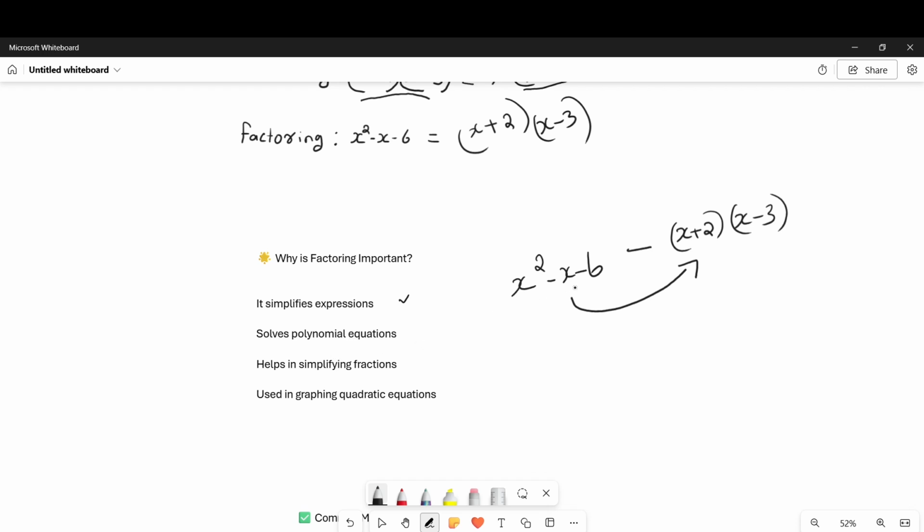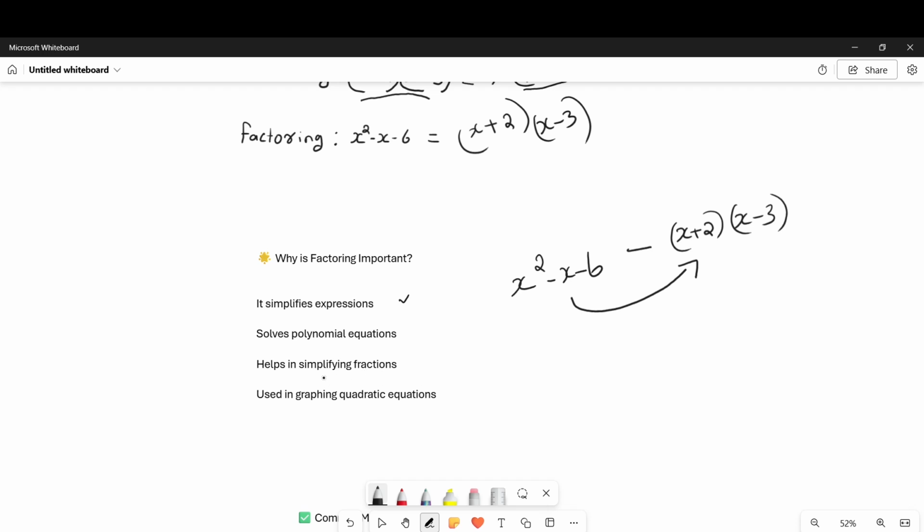The second one is solving polynomial equations. This helps us to solve polynomial equations. Right now we are seeing second degree polynomials. If we go for a third degree or fourth degree, before solving it we need to factor it out. That will help us to find the solution for the expression.